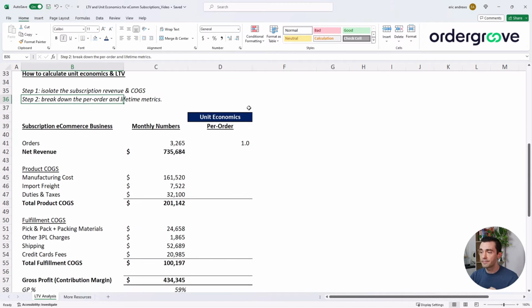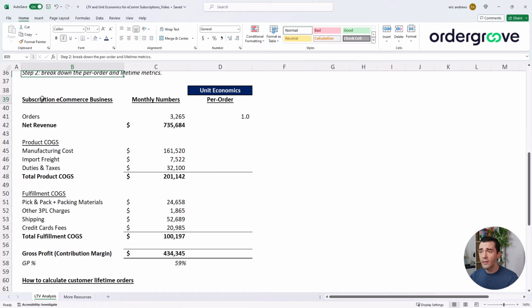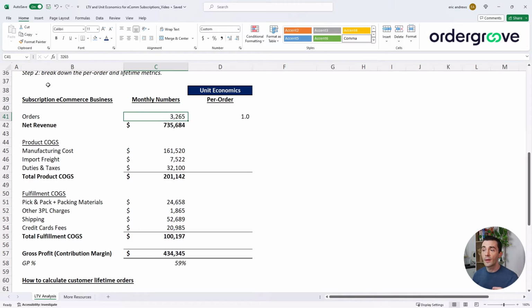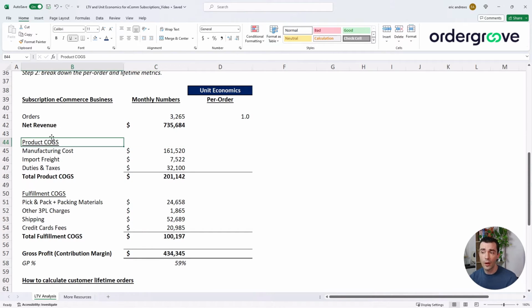So let's do that. Here we have a subscription e-commerce business, and these are the monthly numbers. Let's say this was the most recent month. For orders, we had 3,265 orders, and the net revenue was $735,000.